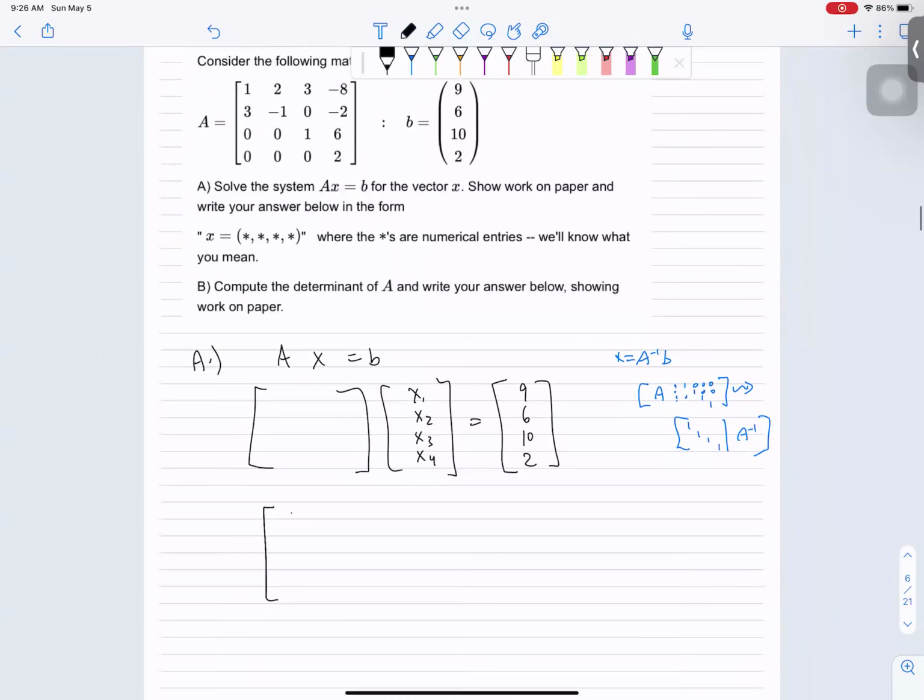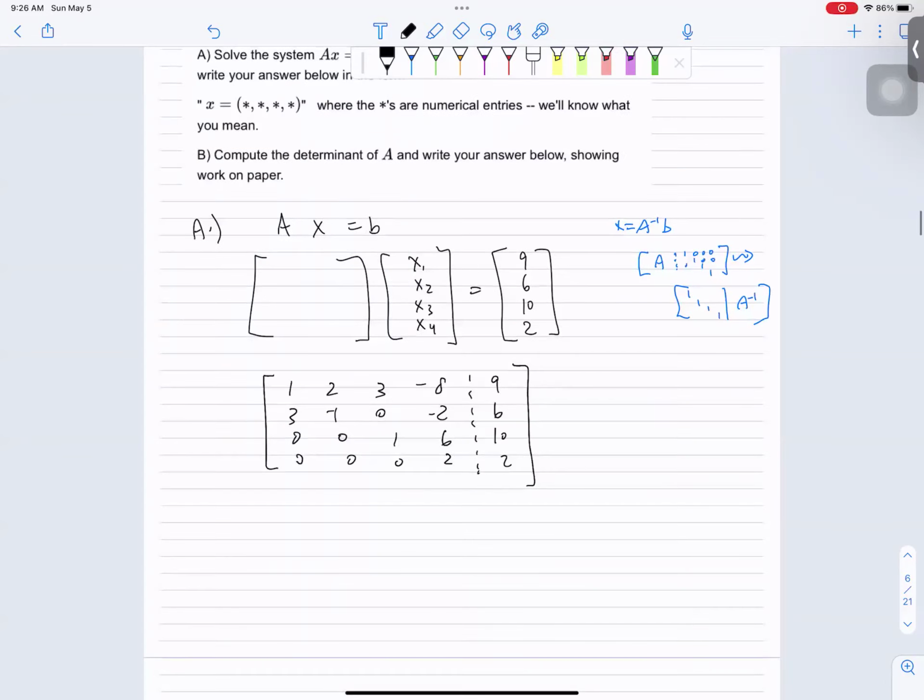So I'm going to make a big augmented matrix. I have my matrix A here on the left, and I have that dotted line, and I have my B vector. Now my goal is to row reduce till I get an upper triangular matrix, ideally. Actually, I'm almost at the upper triangular point. I just need to get rid of this 3.